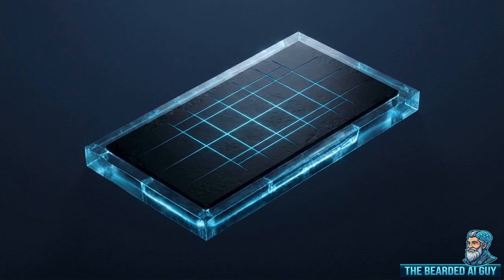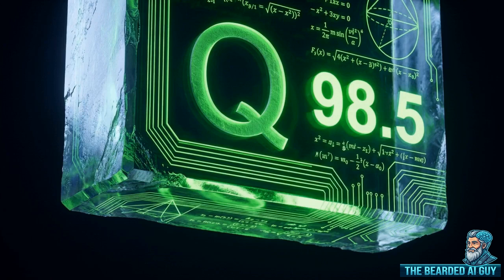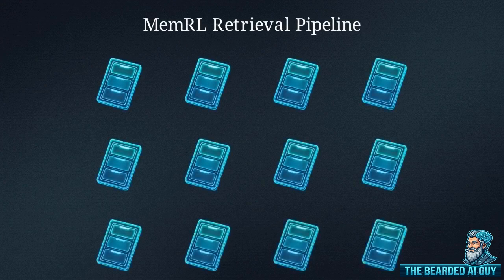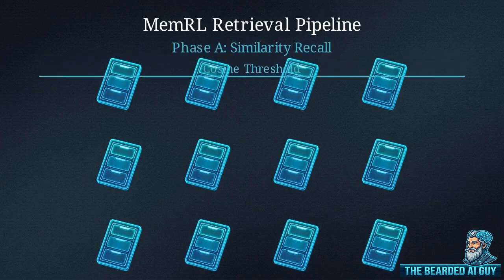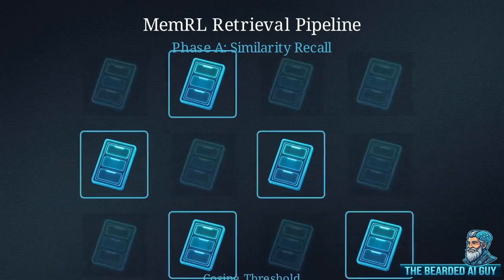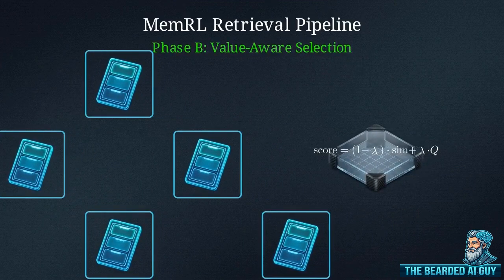The atomic unit of this architecture is essentially an index card. It records what the agent tried to do, what actually happened, and a score representing how useful reusing that memory has turned out to be. This diagram shows the data pipeline the system uses to filter index cards. It is a 2-phase retrieval process. Phase A handles similarity recall. The system uses a standard cosine similarity threshold to pull an initial broad batch of memory candidates.